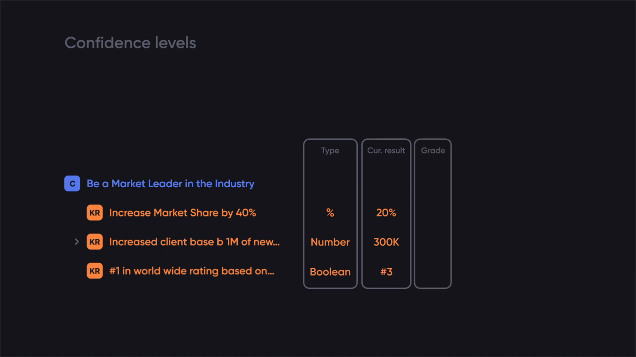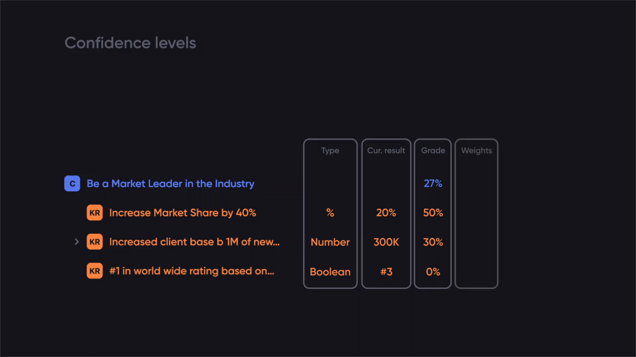To calculate the grade, the first result represents 50% of the desired increase in market share, the second result represents 30% of the target increase in clients, the third result is 0% since we haven't achieved the number 1 ranking, even though being number 3 is an improvement. We then calculate the overall grade by averaging these percentages. Summing them up gives us 80% and the average is approximately 27%. This is how you grade your key results and overall objectives.